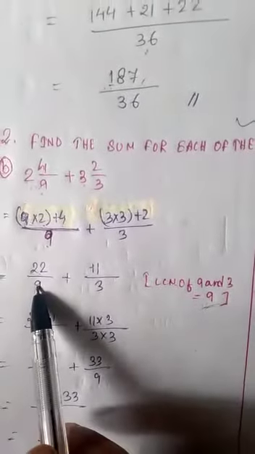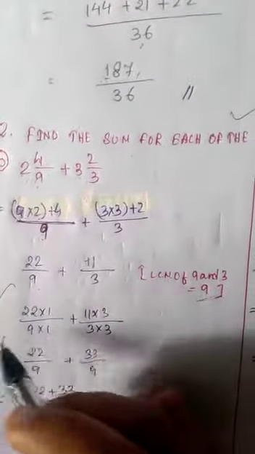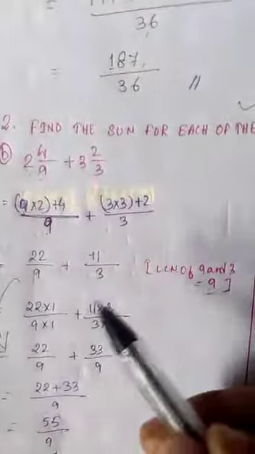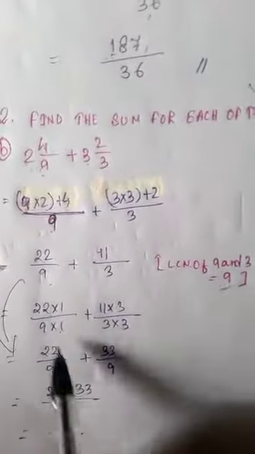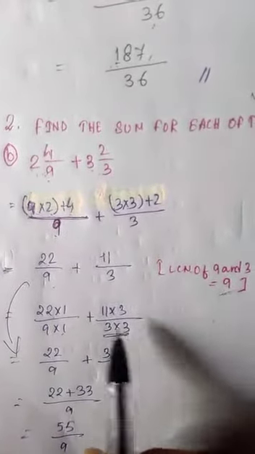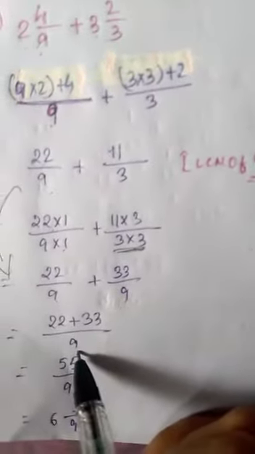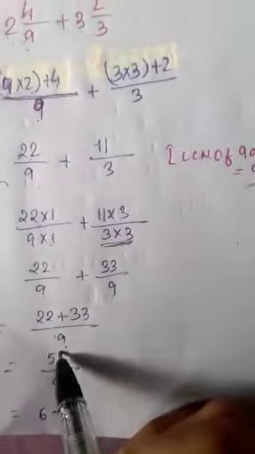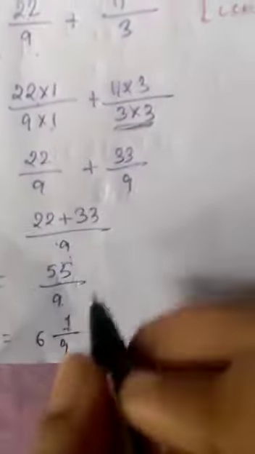Now 9 over 1, if you keep it here the same way, we will get the same result, or you can show it this way also. So 9 into 1 is 9, plus 22 into 1. Now 11 into 3, then only we will get it, as we have to make it 9. So 11 into 3 is 33 by 9. So now the denominators are 9 and 9, so we will take the common denominator 9, and 22 plus 33 is 55 by 9.